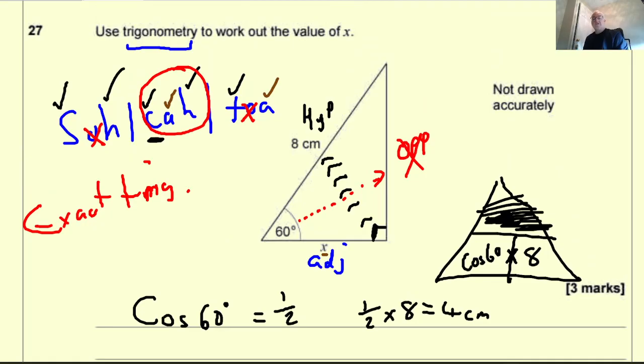Okay, so if we just started that question and we thought, well, what's 1/2 of 8? It would be really easy to calculate. But we've had to get there by using the cos ratio, knowing the exact trigonometry that cos 60 equals 1/2, and then using that in the sum.